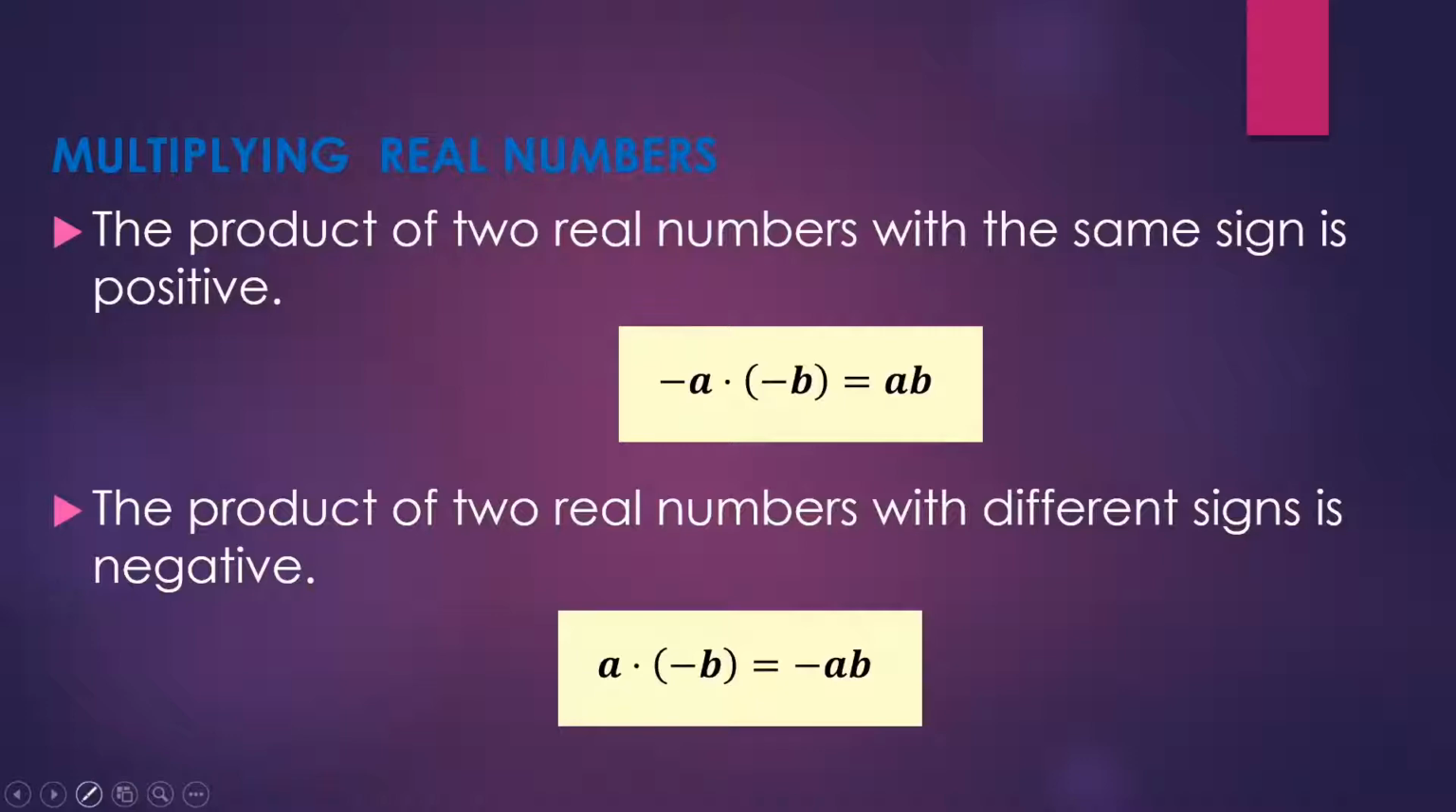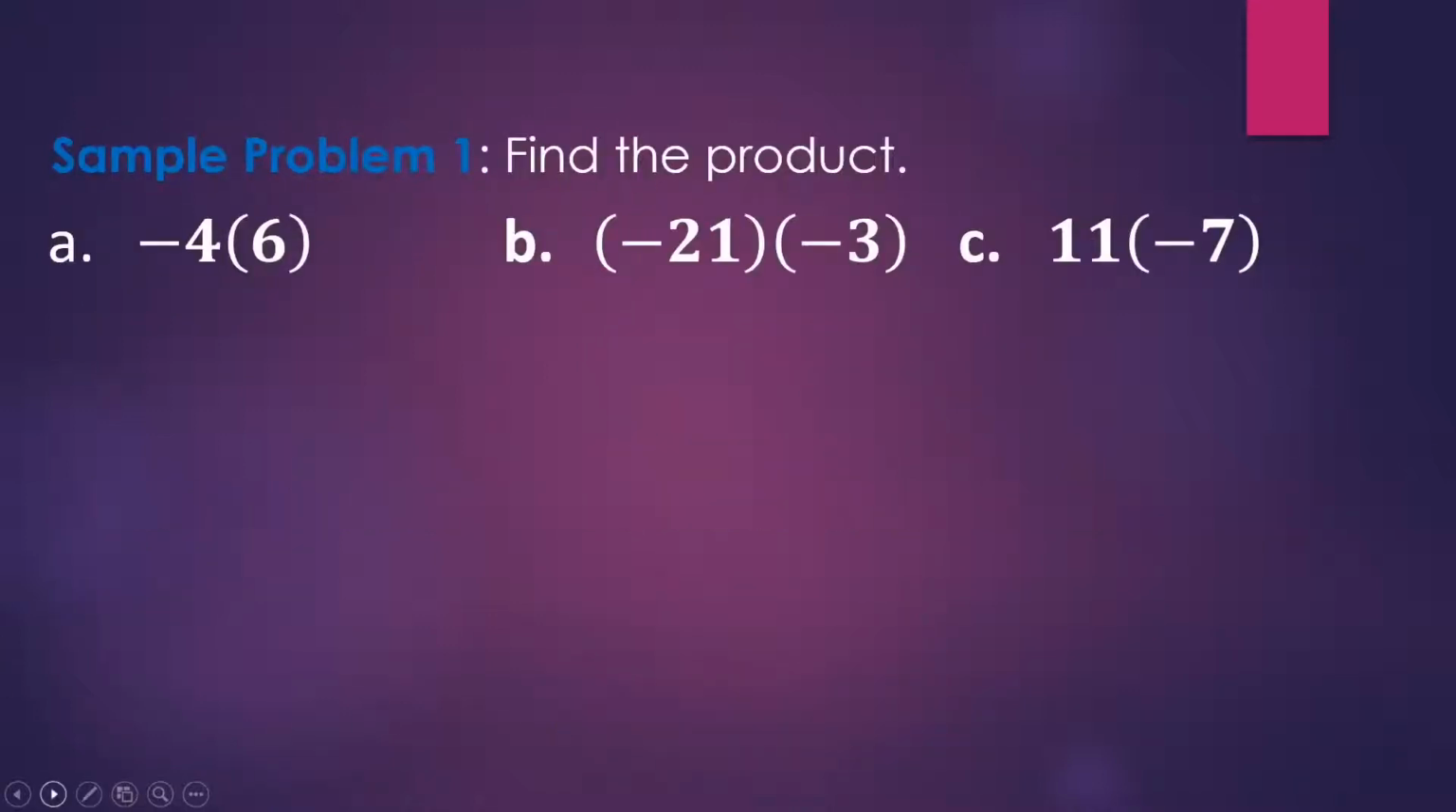Remember, when we multiply integers, if they have the same sign, whether it's both positive or both negative, our answer's positive. When we multiply and they have different signs, so one positive, one negative, our final answer is negative. Well, let's go and do a couple practice problems.